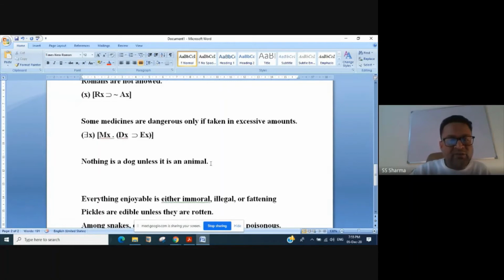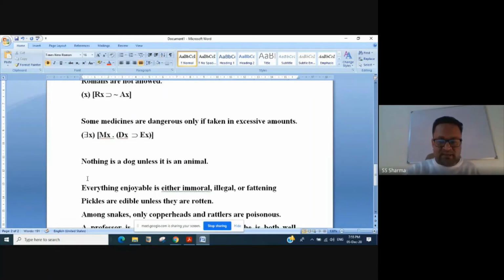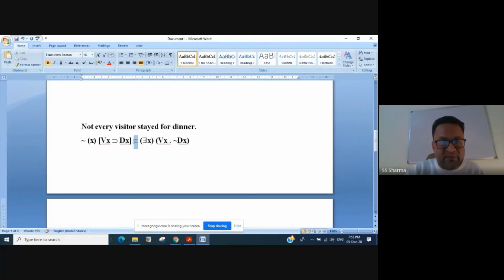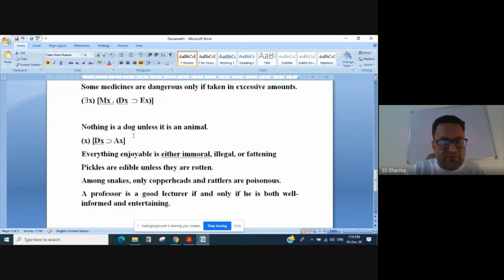Okay, nothing is a dog unless it is an animal. So, in fact, it very simply says this thing: for all x, if x is a dog, then x is an animal. Right, but if you go to the literal meaning of this, it says, and I will take an equivalent sign from here so that we can use it here.